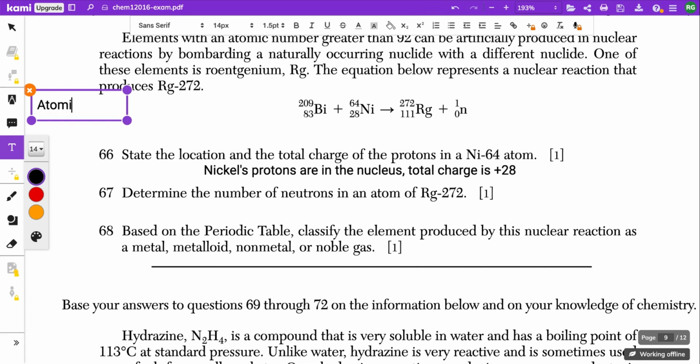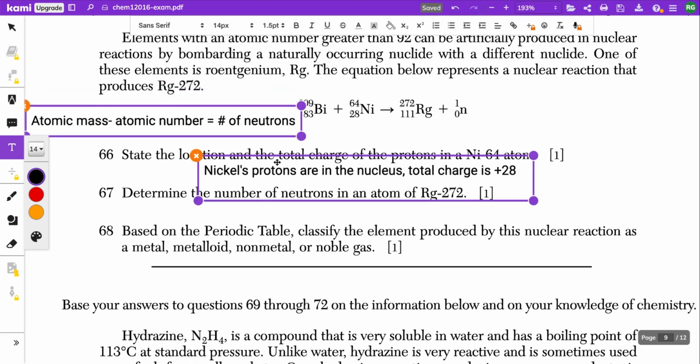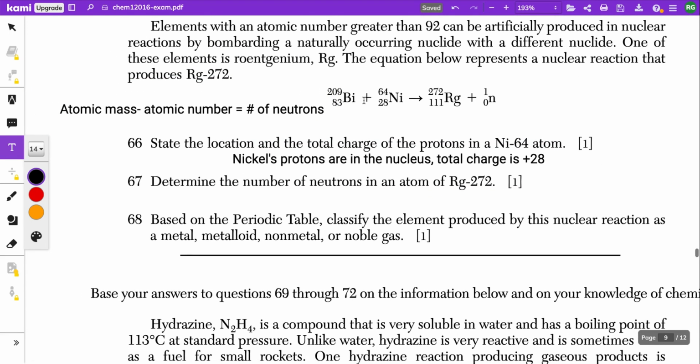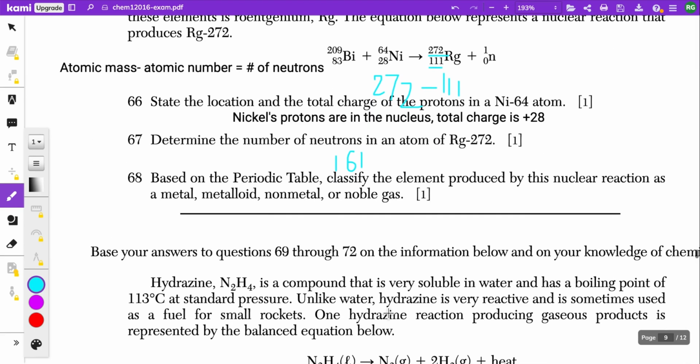Determine the number of neutrons. The number of neutrons in an atom is the atomic mass minus the atomic number. So in this case, our atomic mass is 272, minus the atomic number, 111, and that gives us the number of neutrons, which is 161.